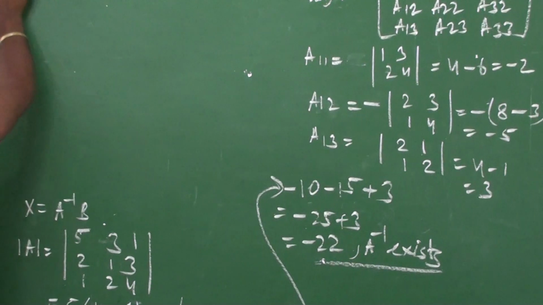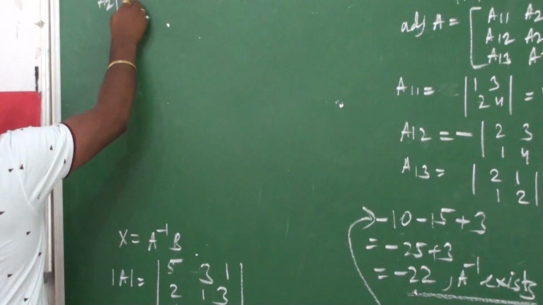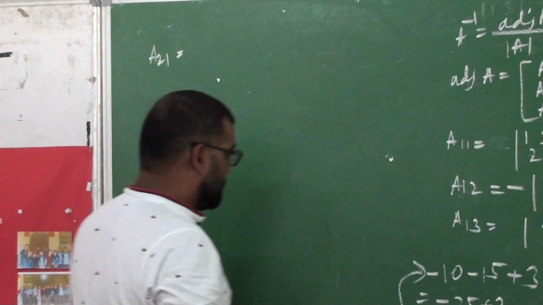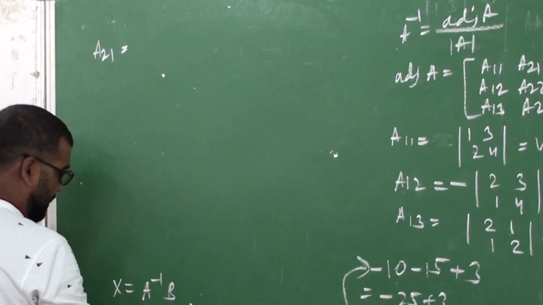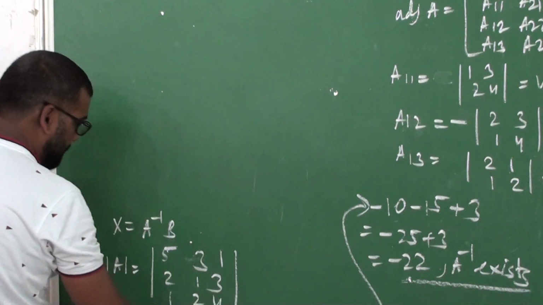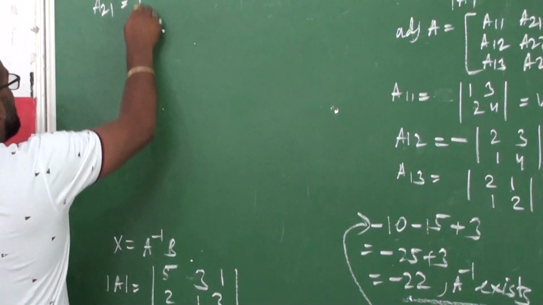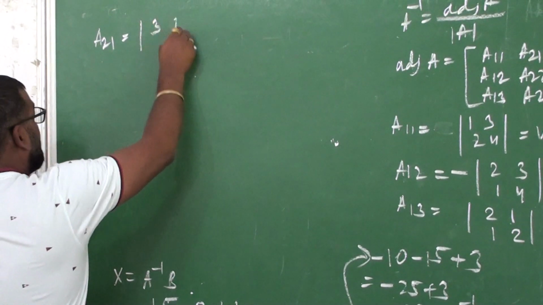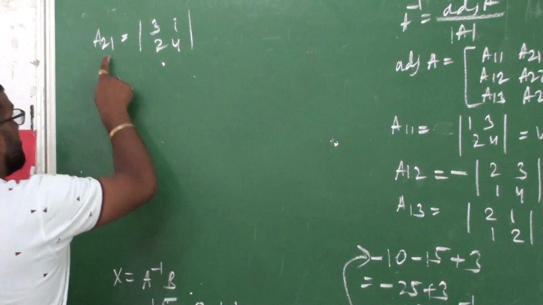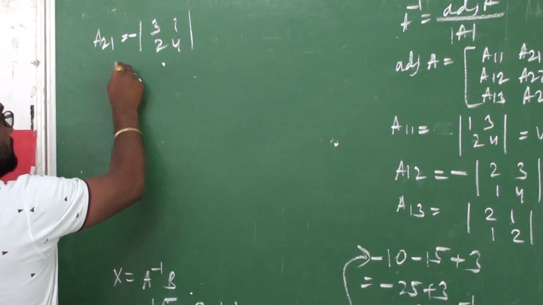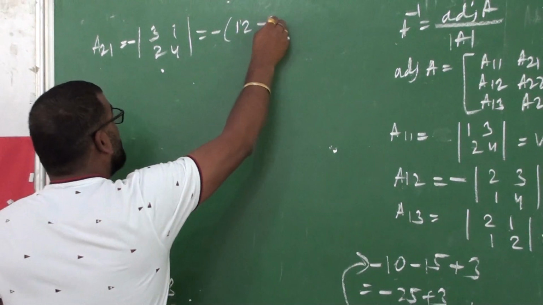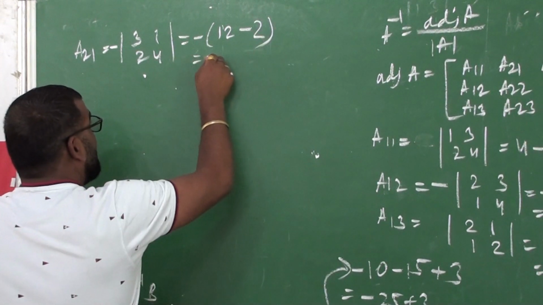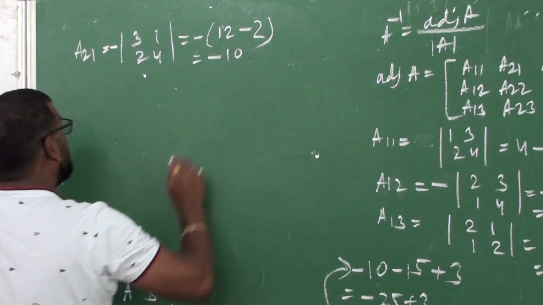In the same way, take up the second row along with the first column. You are left with 3, 1, 2 and 4. Since 2 and 1 is odd, you will write negative. That becomes minus 12 minus 2, that is equal to minus 10.